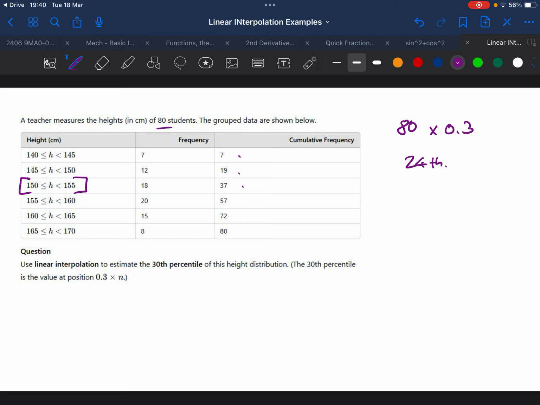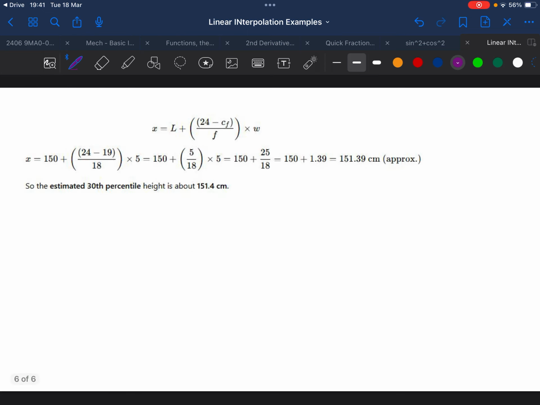Starting at the beginning is 150. How much to add on to get from 19 to 24? That's 5. Out of how wide is the category? Sorry, the frequency is 18 even. And the size of the class is 5. So this is the calculation that I want to be doing. It should give me an answer somewhere between 150 and 155 because I'm working out proportionately where in there I am. And it should give you 151.4 centimeters. So there you go, linear interpolation.